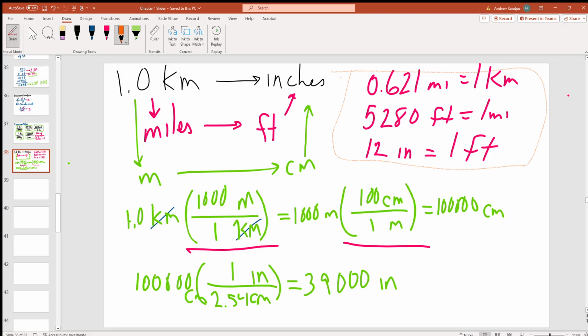So this would be a good point for you to pause the video and do this: 1 kilometer to inches using the second set of conversions that I gave you, kilometers to miles, miles to feet, feet to inches. So go ahead and try that, and then you can unpause and we'll go through the solution.